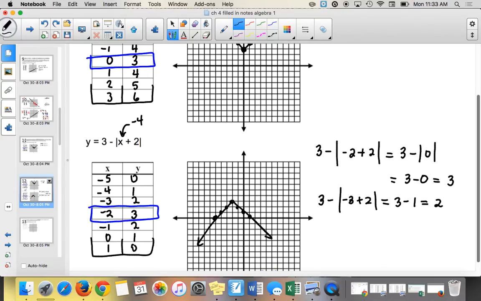What do you think made this one upside down? What's different about this than the ones before? Any ideas? What makes this different? There's the negative before it. Yep, it's the negative, exactly. When there's a negative in front of that absolute value, it flips it over. So if you see a negative in front of an absolute value, it's going to be upside down. Exactly. Okay?